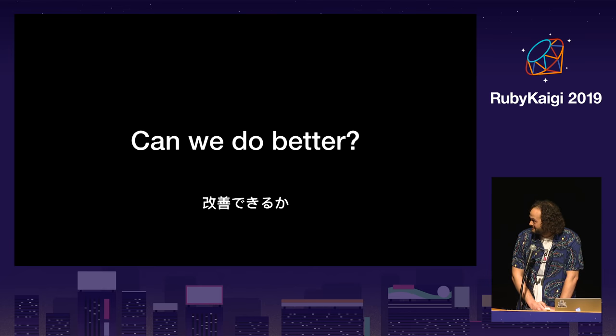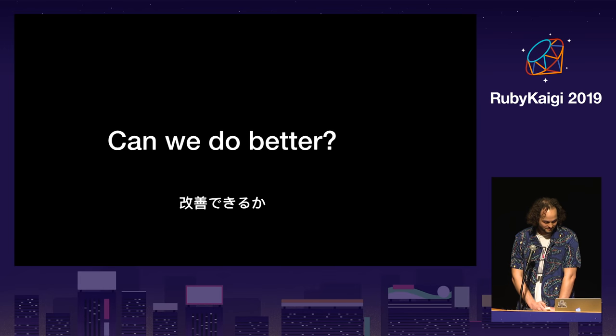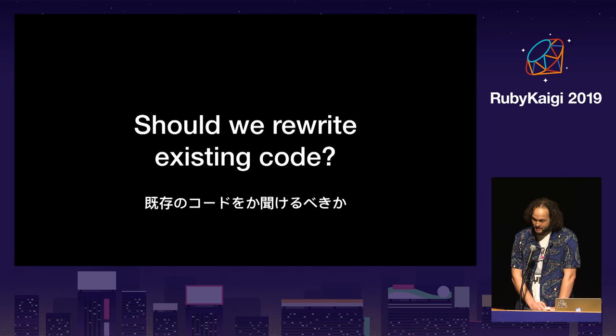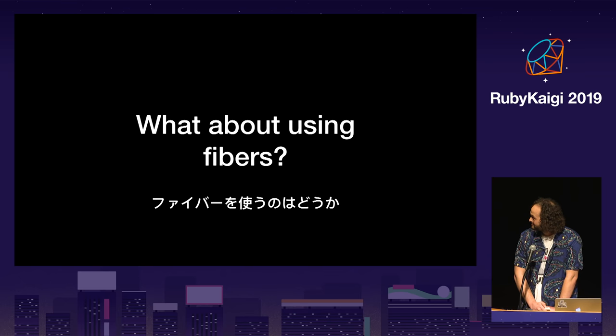Can we do better? The main question here is not whether these approaches work, because they clearly do in certain cases. But what do we want for Ruby? Should we rewrite existing code just to improve the scalability? What if there was another option? What about using fibers? Everyone's probably wondering what the hell are fibers.